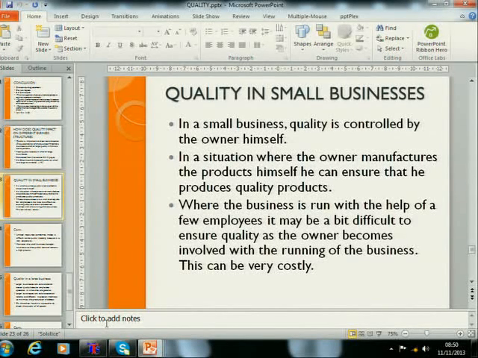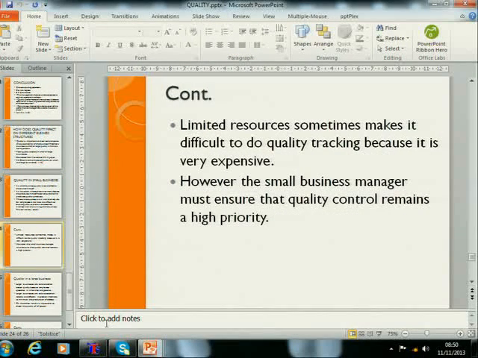But when the business is run with the help of a few employees, it may be a bit difficult to ensure quality as the owner becomes involved with the running of the business. The owner goes up and down, ensuring that he runs the business. So here and there, he may miss out on quality. So that can be very costly for the business.